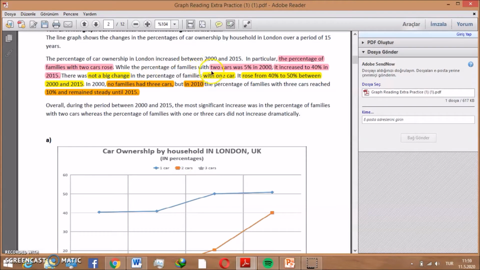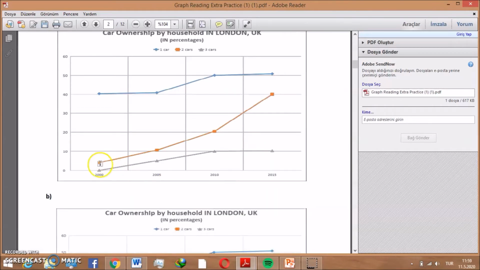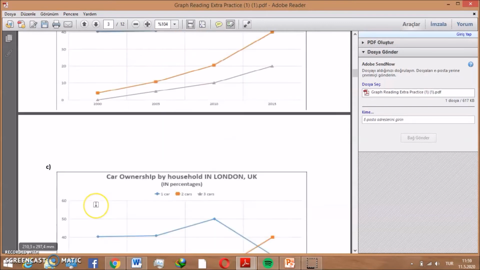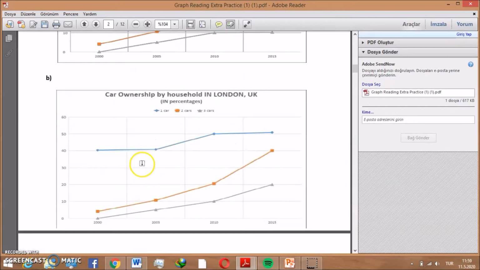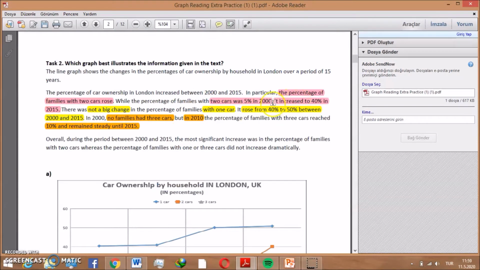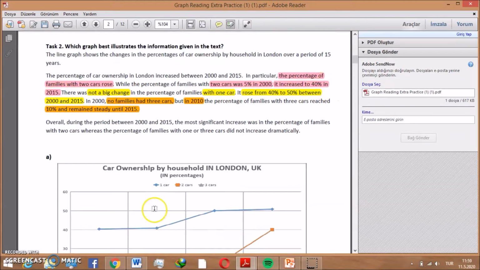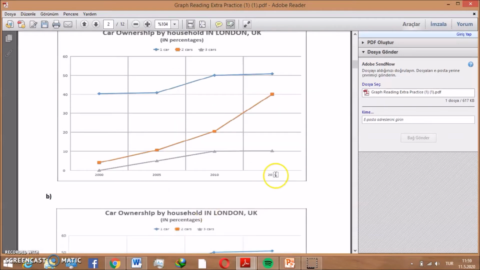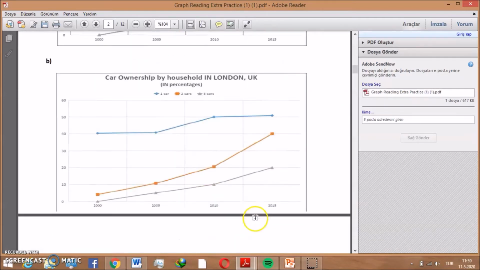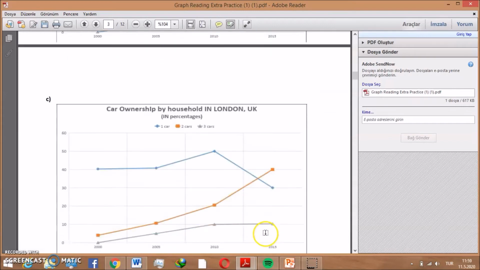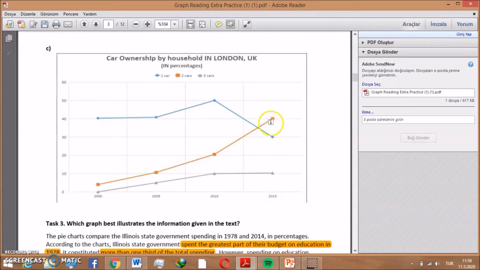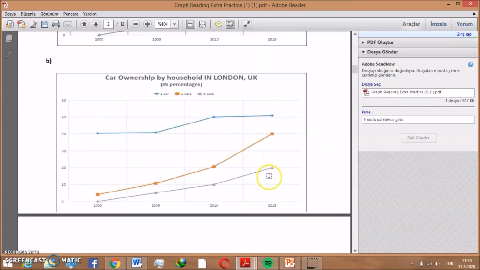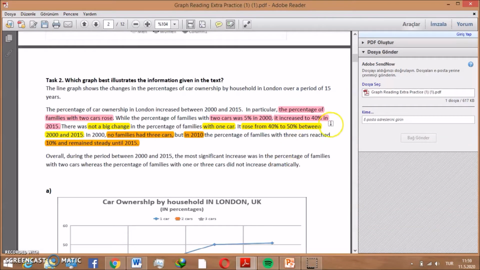While the percentage of families with 2 cars was 5% in 2000. So let's check. Yes, it is 5. It is 5 here too. And it is 5 here too. Okay. It increased to 40% in 2015. So 2015 is here. It is 40. Yes. It is 40 here too. And it is 40 here too. For now, all of them match.